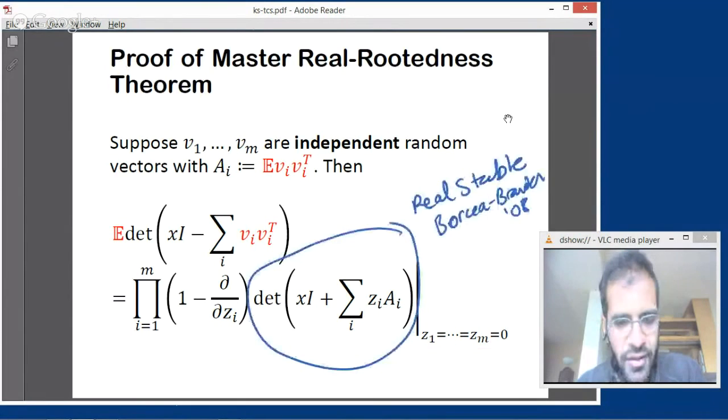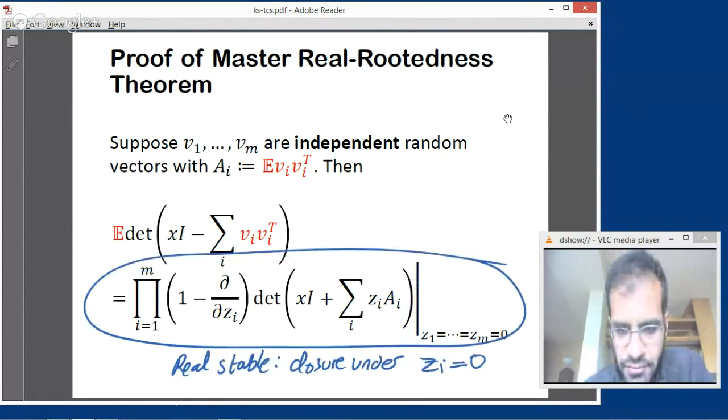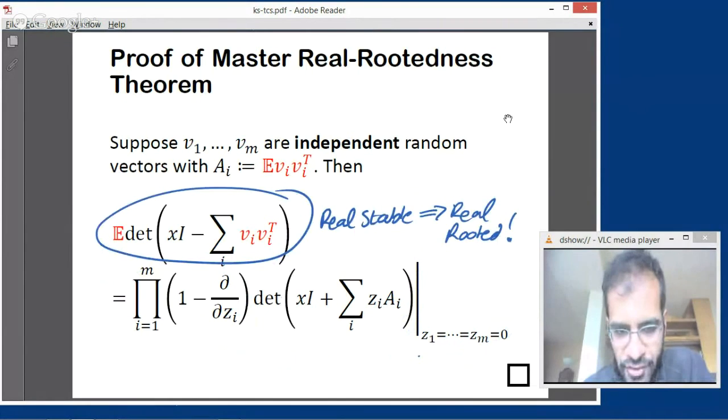So this determinant is real stable, right? Because it's a sum, because all the matrices A_i are positive semi-definite because they're covariance matrices. So that's this Borcea and Brändén result, right? These operators preserve real stability because real stability is closed under these differential operators, okay? Setting variables to 0 also preserves real stability. So this polynomial is real stable, which means this polynomial is real stable, but this polynomial is univariate, so it must be real rooted. Okay, so that's the whole proof. Basically, once you have the identity, the proof is just there.